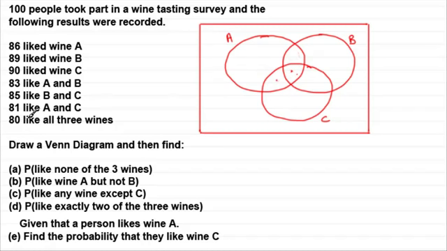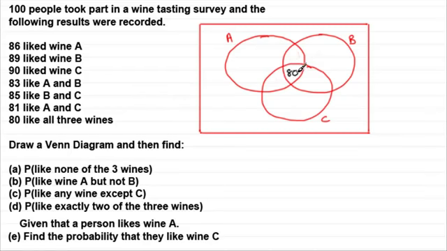Well, we go right to the end here. 80 like all three wines. That means that value in the middle is the 80. And so often with these kind of questions, you normally find that the number that you can insert tends to be at the end rather than at the beginning. So, in this particular problem, what we need to do is just stick 80 then in the middle there.